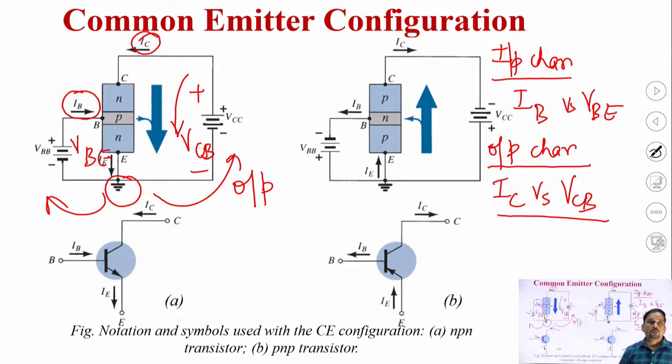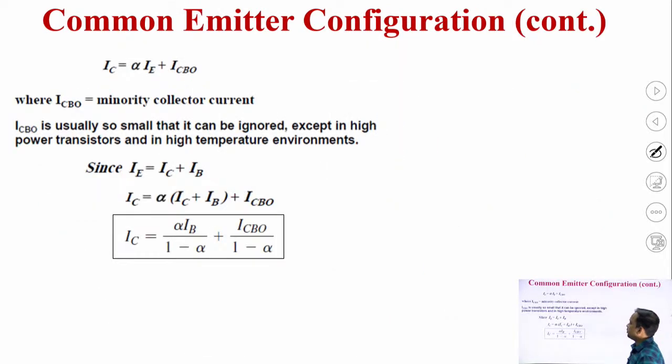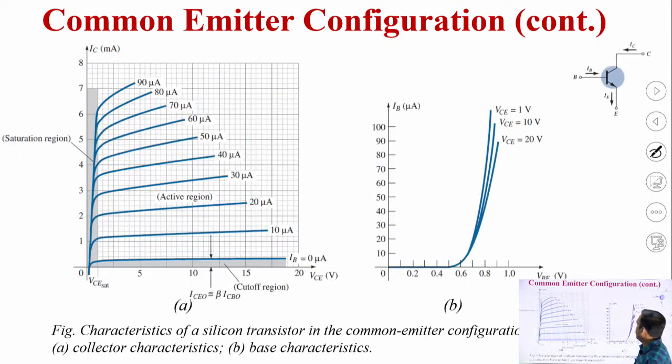First is the input characteristics. If this is the polarity here, positive connected to the P side and negative connected to the N side, we can say that the emitter base junction is forward biased. Now if this emitter base junction is forward biased, naturally the current will flow like the current in a normal PN junction diode under the forward bias condition. So we can see here IB versus VBE. The current is flowing like a conventional PN junction diode for a particular value of, let's say, VCE.